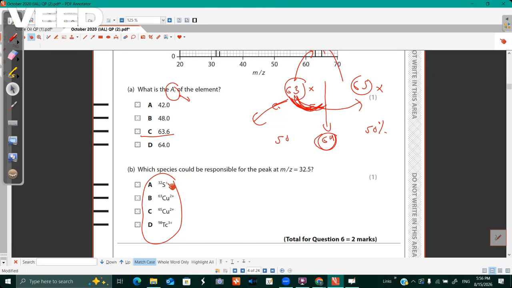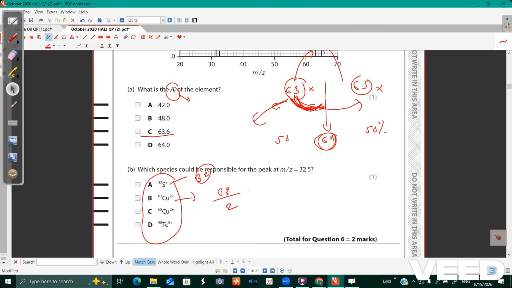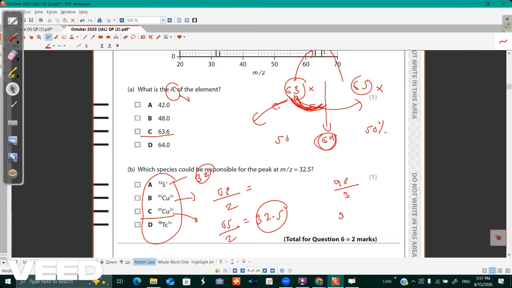If it is sulfur, it is 32. A 63 m divided by z value means 63 divided by 2. Here, 65 divided by 2, 32.5. Here it must be C, but be careful now. There are other options. Let's see. You have 3, 3 times 3, 3 times 2. Ah, no, this is the perfect answer.